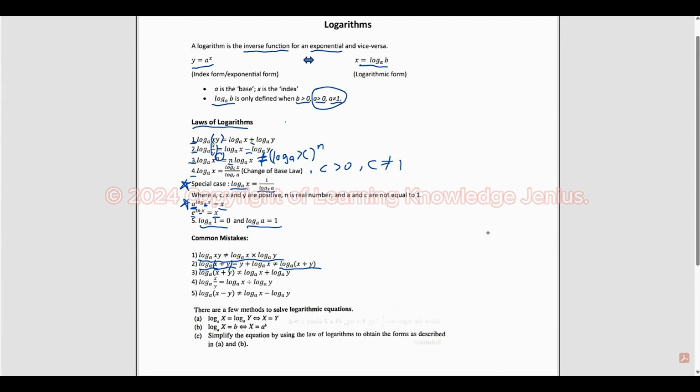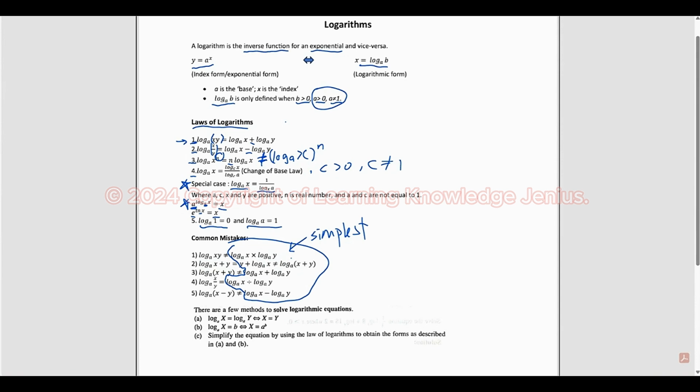Other common mistakes, just now I have mentioned this one. Bear in mind, we don't have this thing. We only have the number 1 here. And then log x divided by log y is not equal to log a x divided by log a y also. And then log a (x minus y) is not equal to this one. Basically the common mistake here is that the terms on the right-hand side are already in their simplest form. You cannot simplify further. They are already in their simplest form, and they are not equal to the left-hand side.